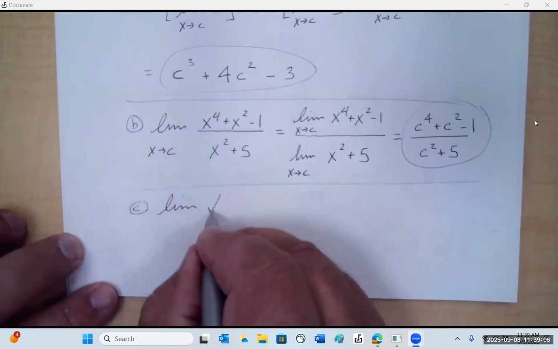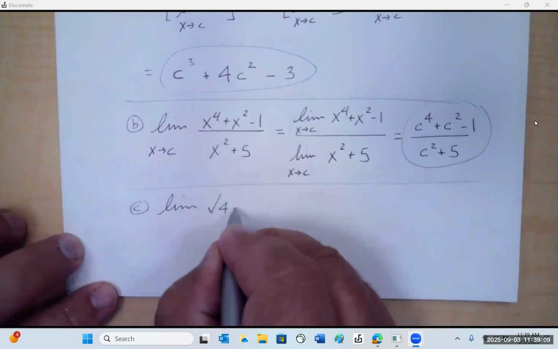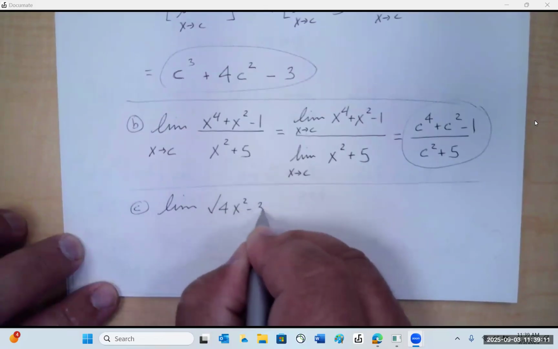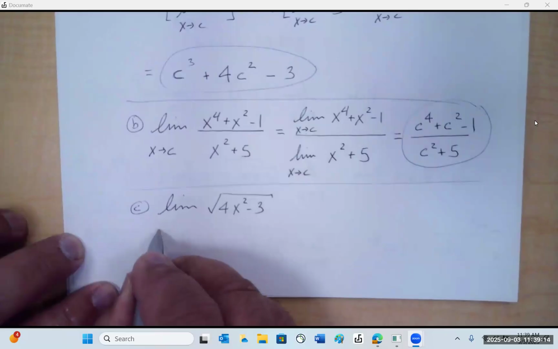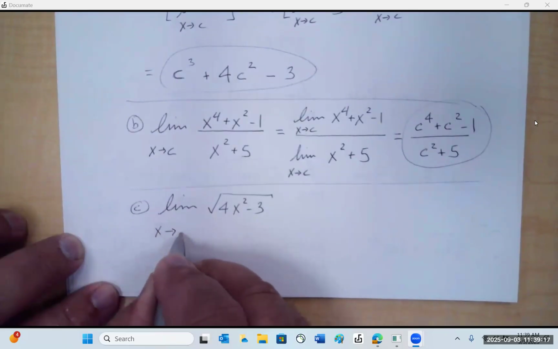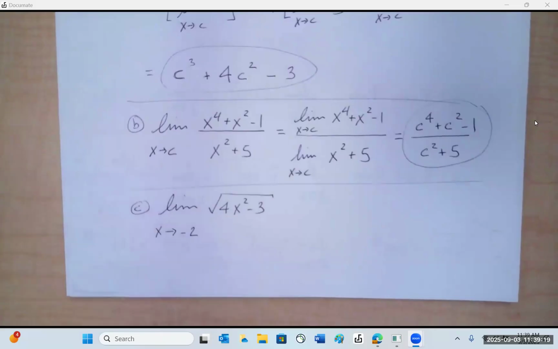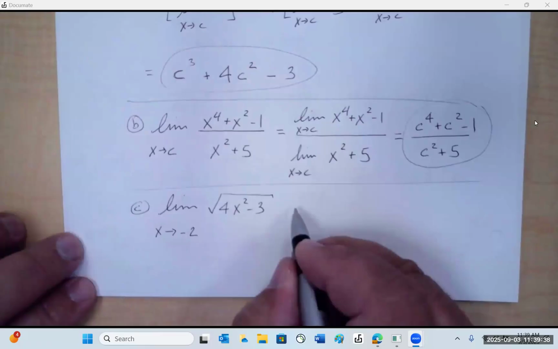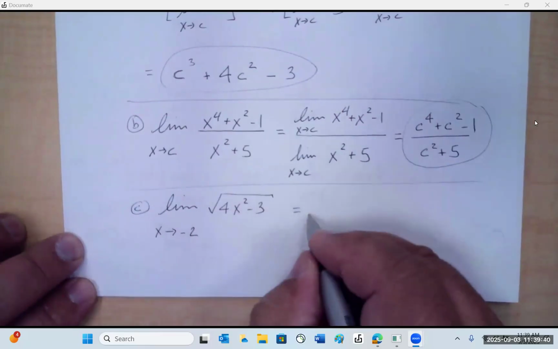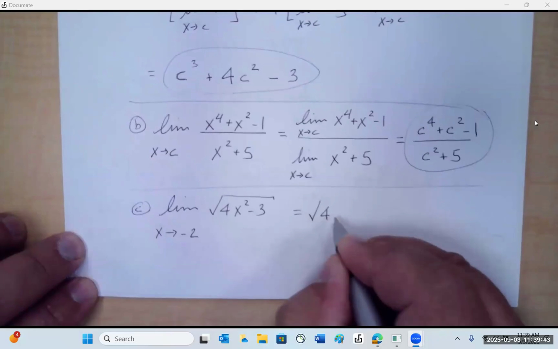And the last one, limit of the square root of 4x squared minus 3 as x approaches -2. So the first thing you actually want to try anytime this happens, just plug it in there, see what happens. So anywhere I see an X, I'm going to go straight to -2.